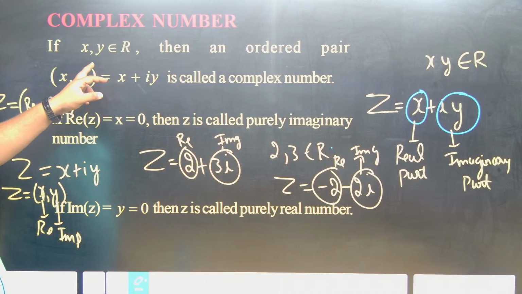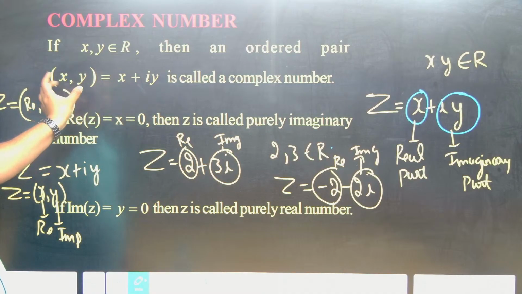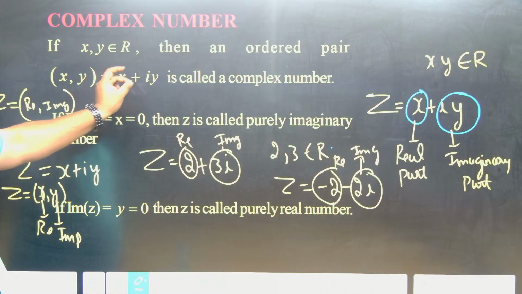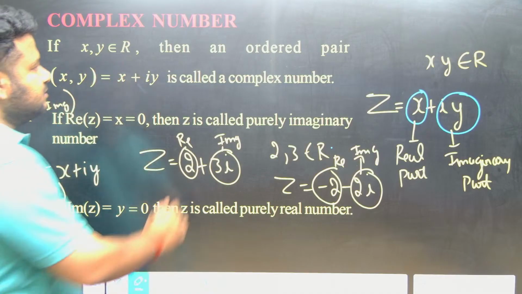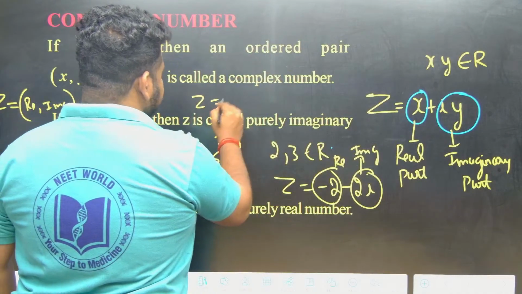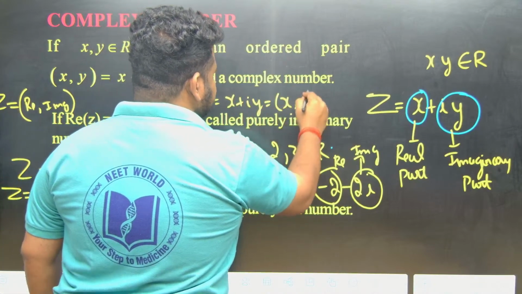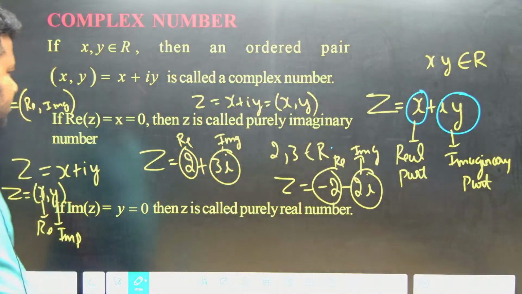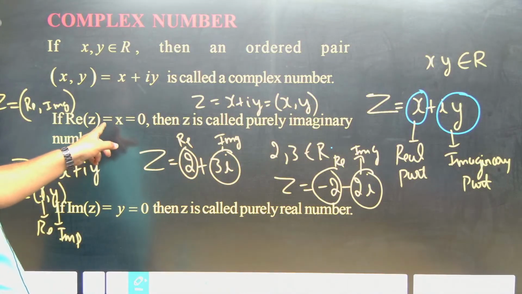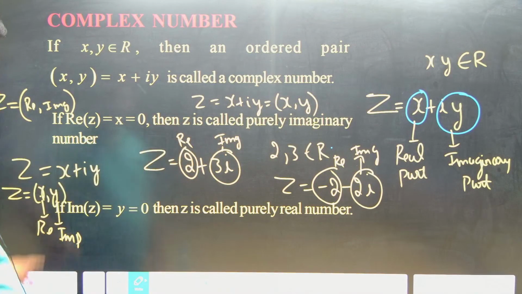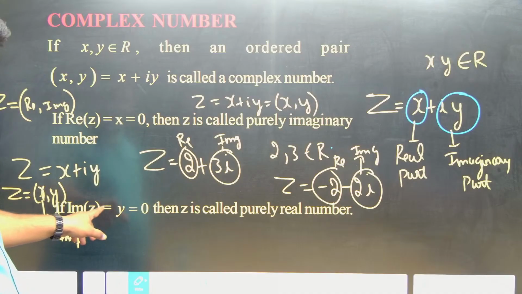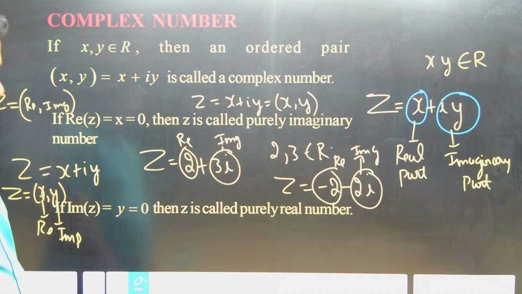If x comma y belongs to real numbers, then an ordered pair x comma y can be equal to x plus iy, which is called a complex number. That is, z can be written as x plus iy, and that can be written as an ordered pair x comma y. Now see here, if real of z, x, is equal to 0, then z is called purely imaginary. If imaginary of z, y, is equal to 0, then z is called purely real. What does it mean?